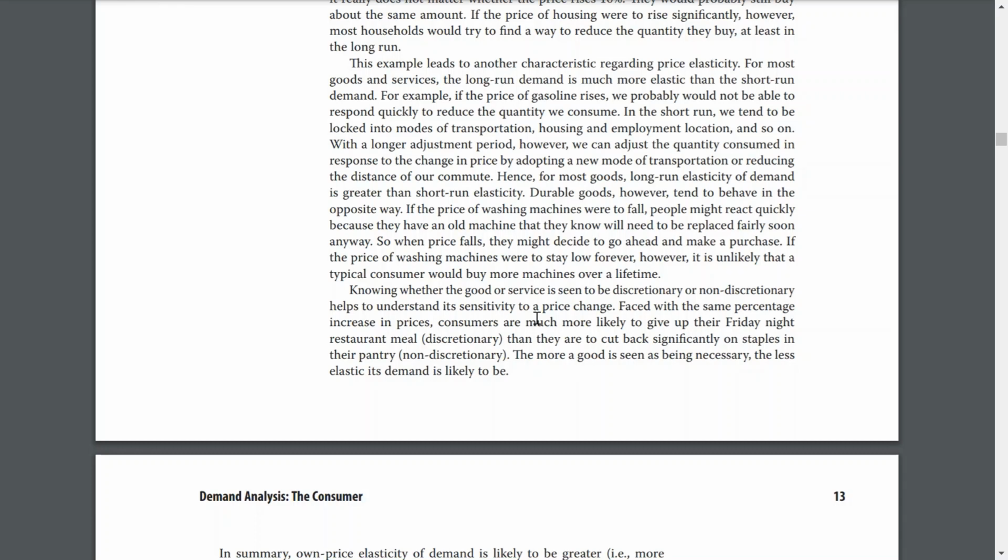price change. Faced with some percentage increase in price, consumers are much more likely to give up their Friday night restaurant meal, which is discretionary, than they are to cut back significantly on staples in their pantry, which are non-discretionary. The more a good is seen as being necessary, the less elastic its demand is likely to be.